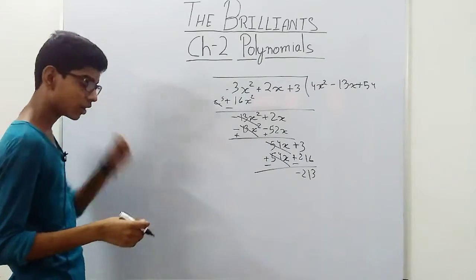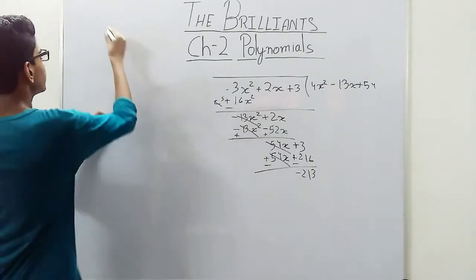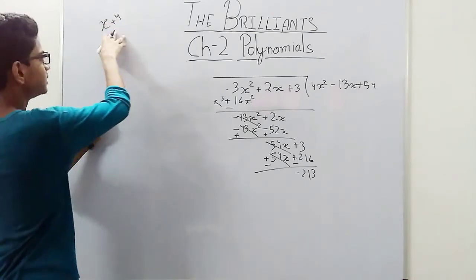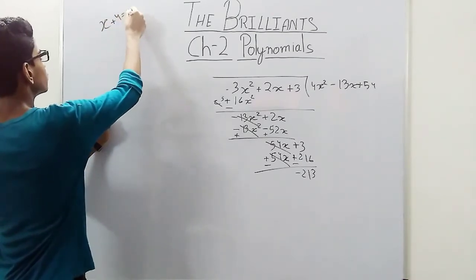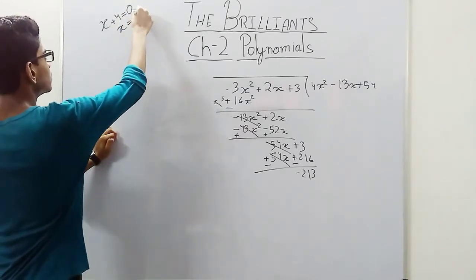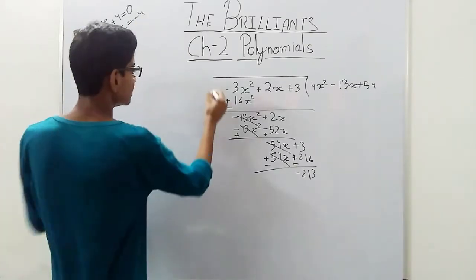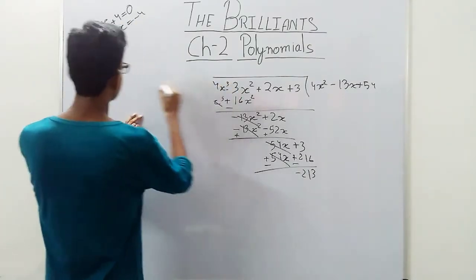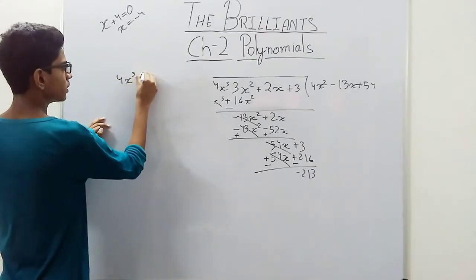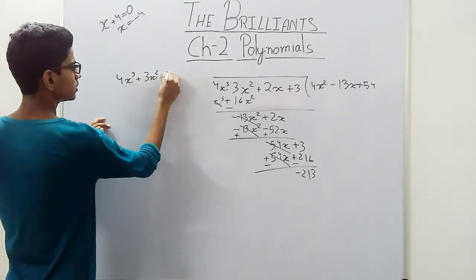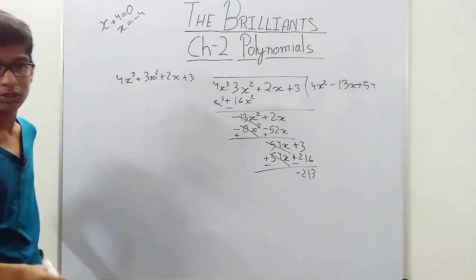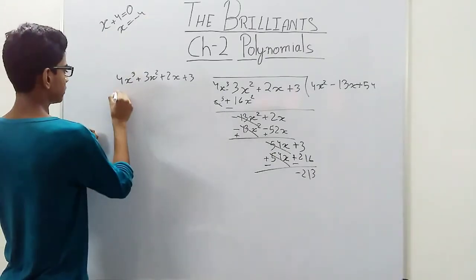Like we have studied how to find the zero of an equation, so we find the zero of this divisor. So x plus 4 is equal to 0, and if you take x is equal to minus 4, now what we are going to do is, this was 4x cubed, we will write this equation here also, 4x cubed plus 3x square plus 2x plus 3, and here x is equal to minus 4, we will put the value of x.